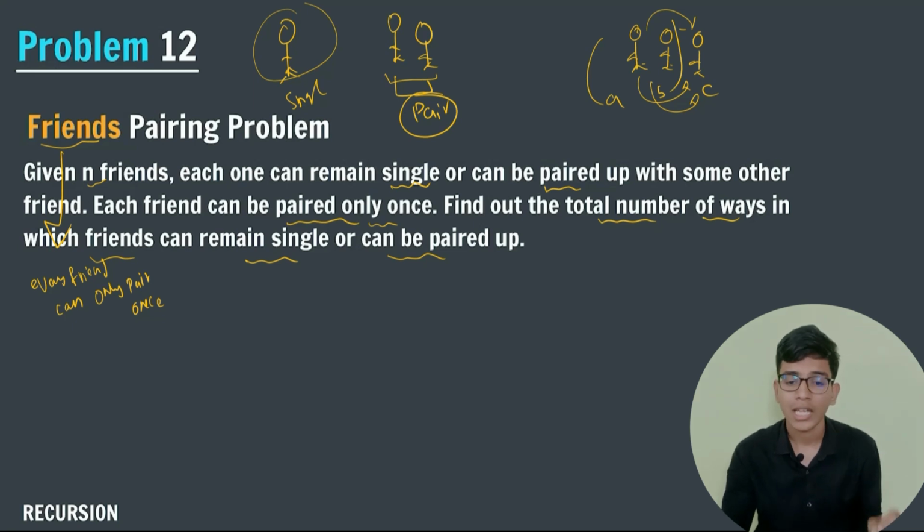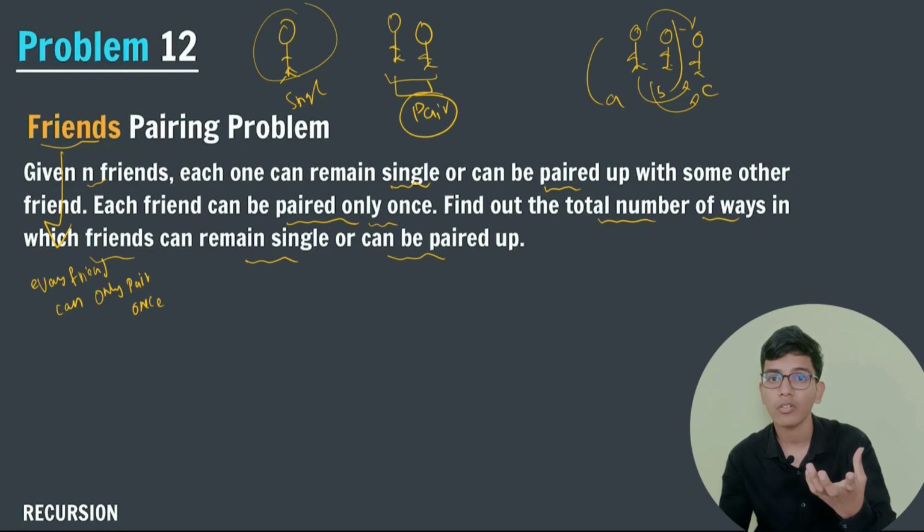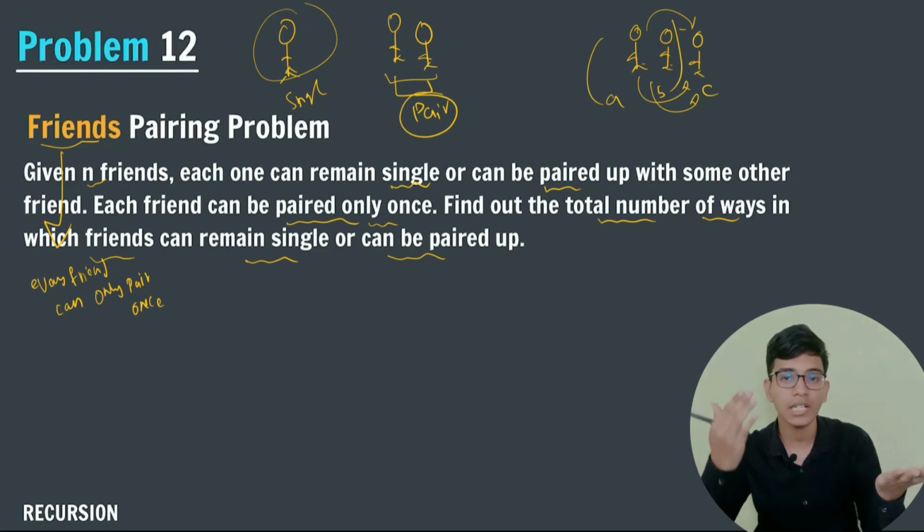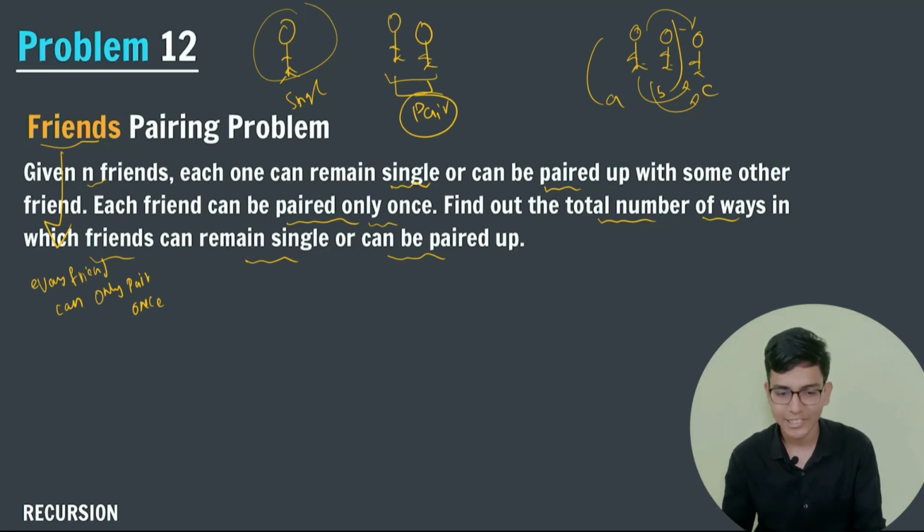In this question, given n number of friends, we need to find the number of ways the n friends can remain single or can be paired. We need to return the number of ways that can be possible, either he can be single or he can be paired with anybody. And in most of the cases, we guys are single. Okay, yeah. Now let us understand the three things.